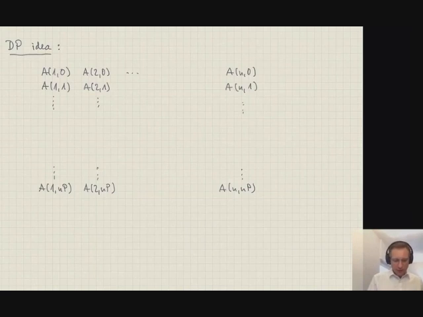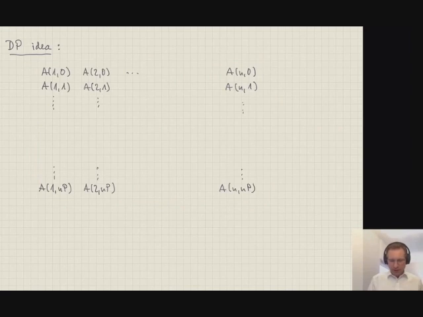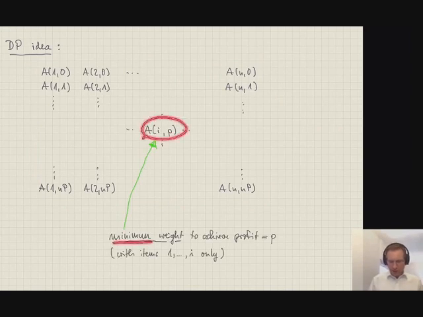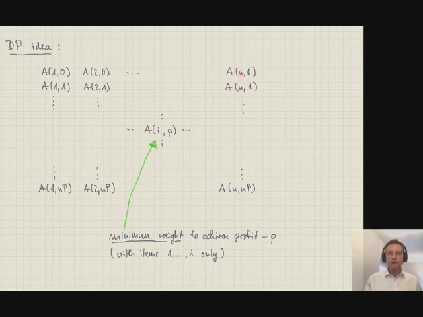So I write down this whole huge matrix of all these values A(i,p), where remember that A(i,p) was the minimum weight to achieve a profit value exactly p, restricted to only taking items 1 up to i. Now, if this index i is equal to n, that means I'm allowed to take all the items. So if I look at the very last column here, that would be all the values for the minimum weight of a subset, allowed to take all the items 1 up to n, to achieve a profit of 0, of 1, and so on and so on.